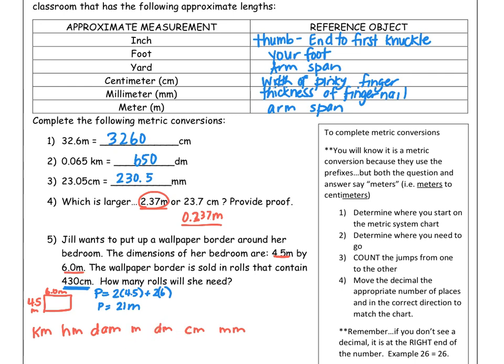2 to the right. So my 21 meters is going to become 2100 centimeters. So now if I want to figure out how many rolls I need, I'm going to take my 2100 centimeters and divide it by 430 centimeters, which gives me 4.88. So to answer the question, I need 5 rolls. Okay.